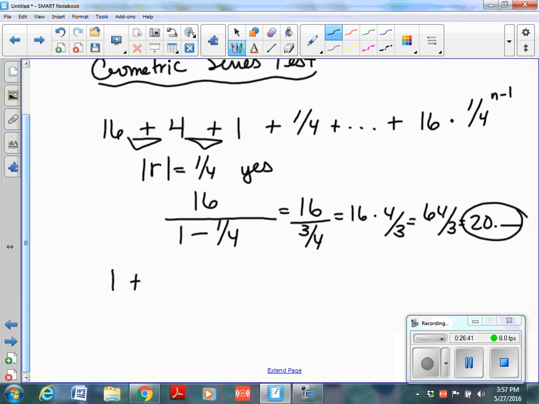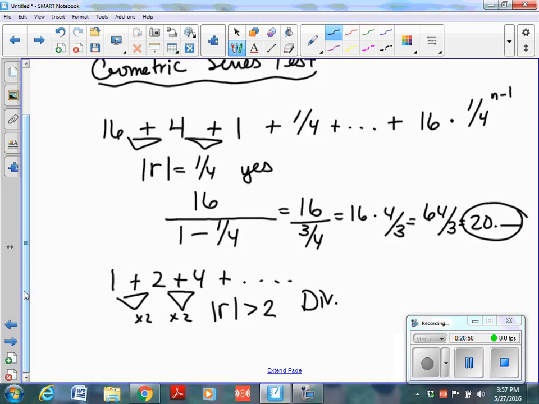1 plus 2 plus 4 plus something. As you can see, it's going up by times 2. The absolute value of r is 2, which is greater than 1. Since that is greater than 1, it doesn't converge, but it diverges. So what I just did was, in this flow chart, I just gave you an example of the geometric series test. On the p-series test, I'll give you an example.